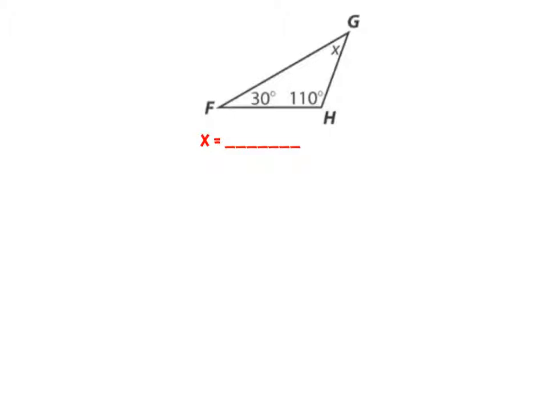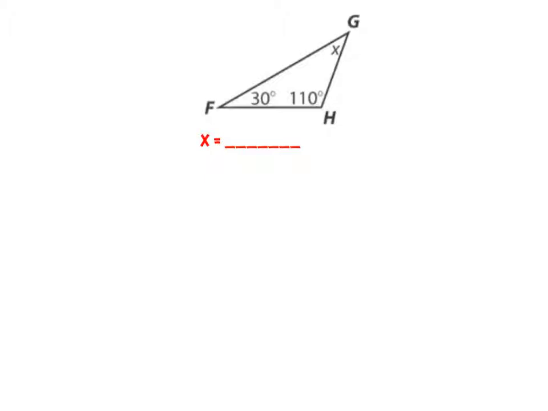The first example we're going to look at is fairly simple. They are giving me the bottom left measurement of 30 degrees, the bottom right measurement of 110 degrees, and where the X is, that's the amount I need to know.